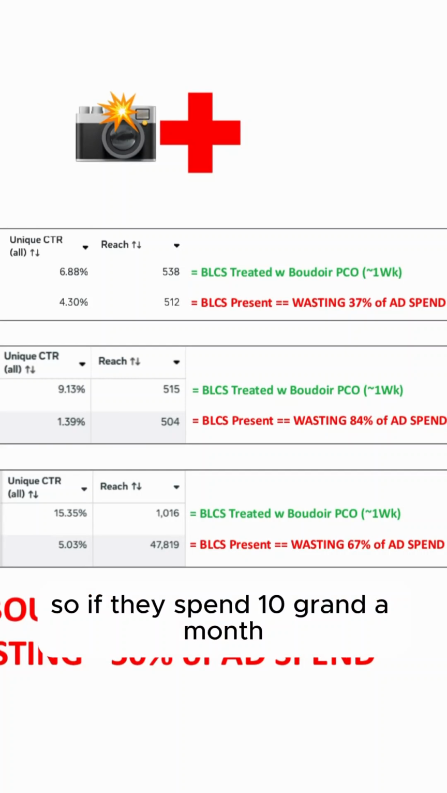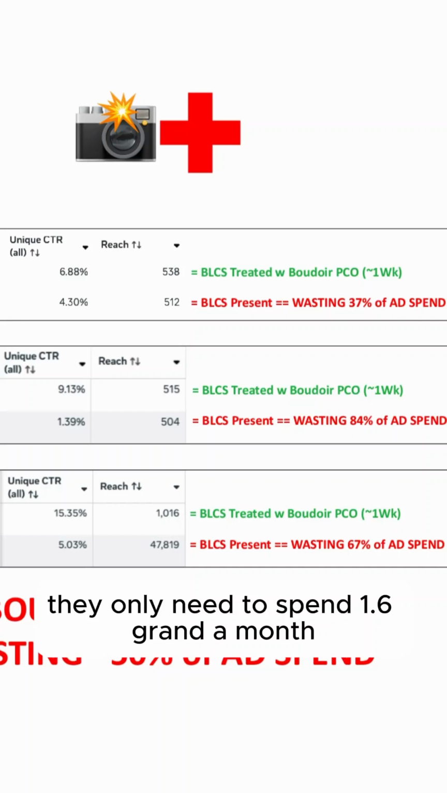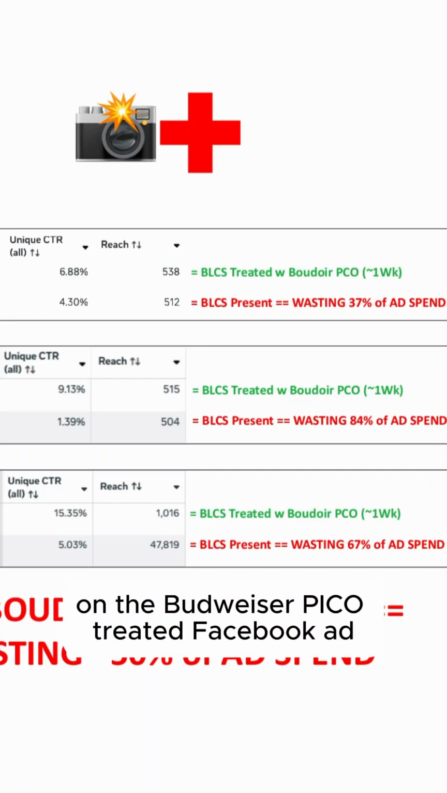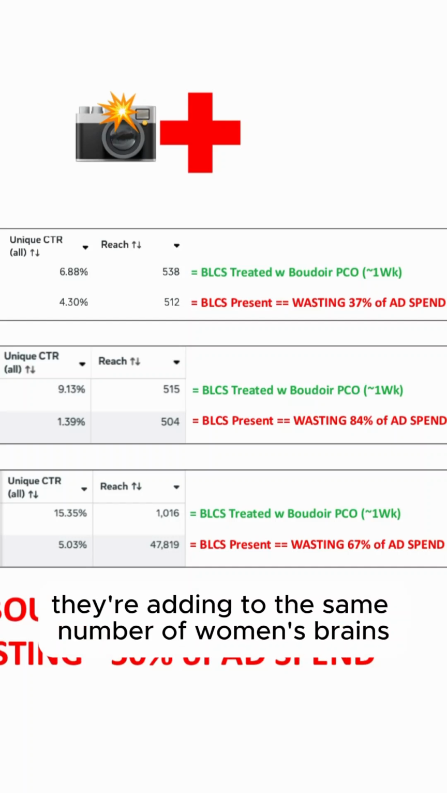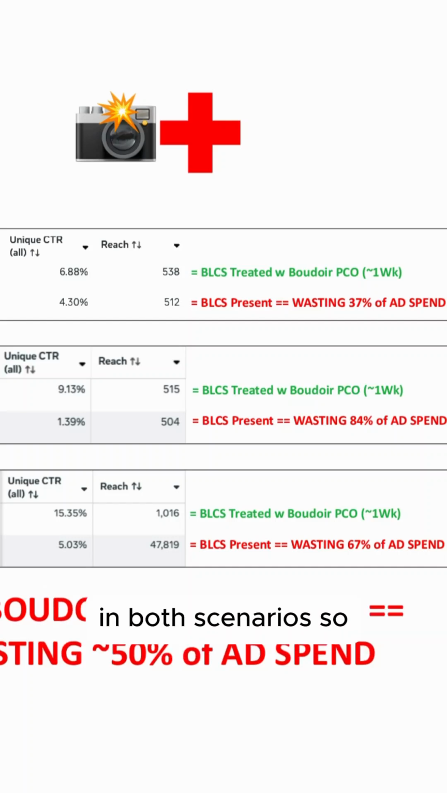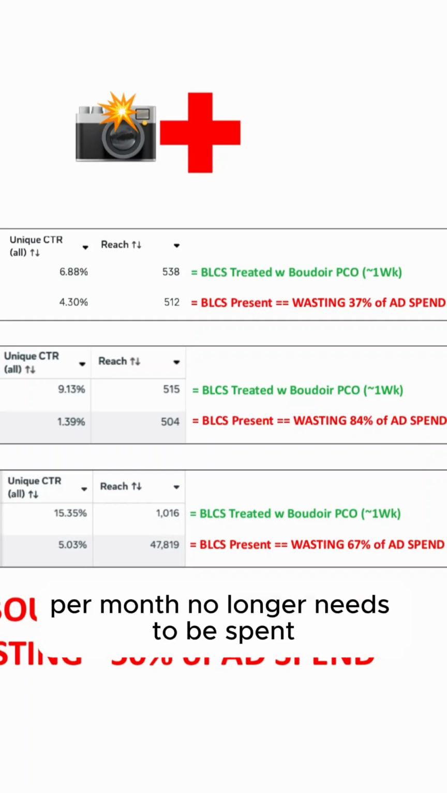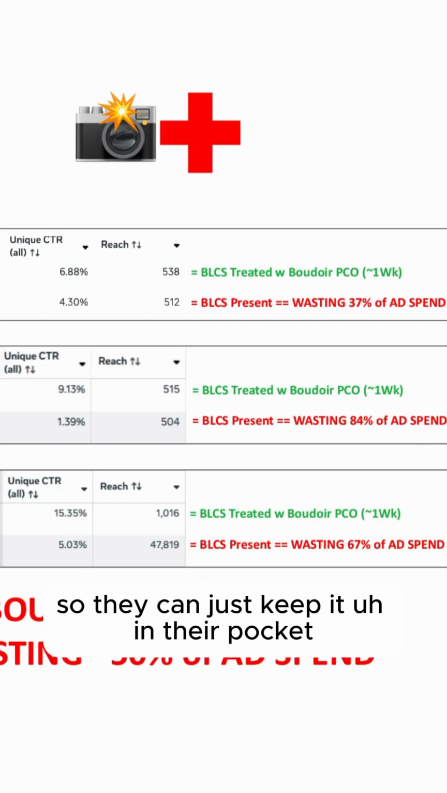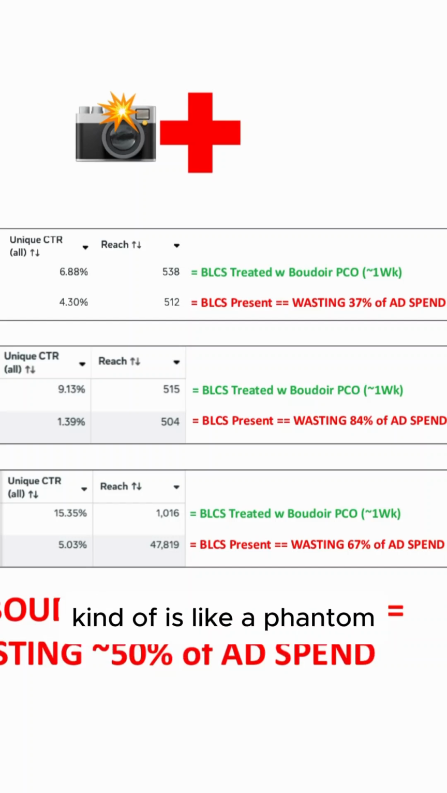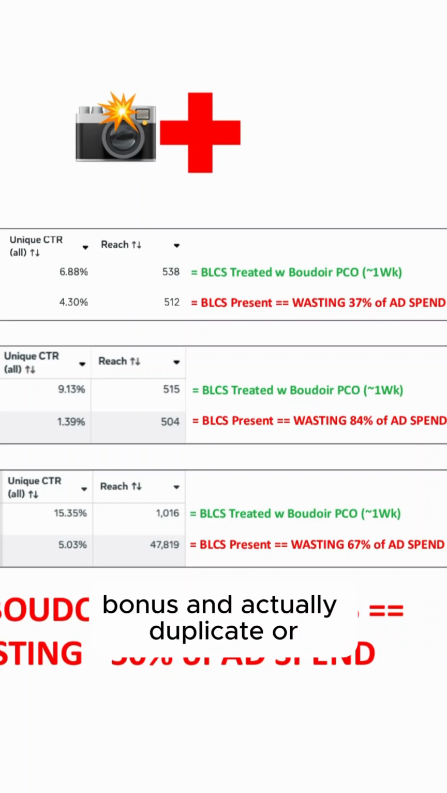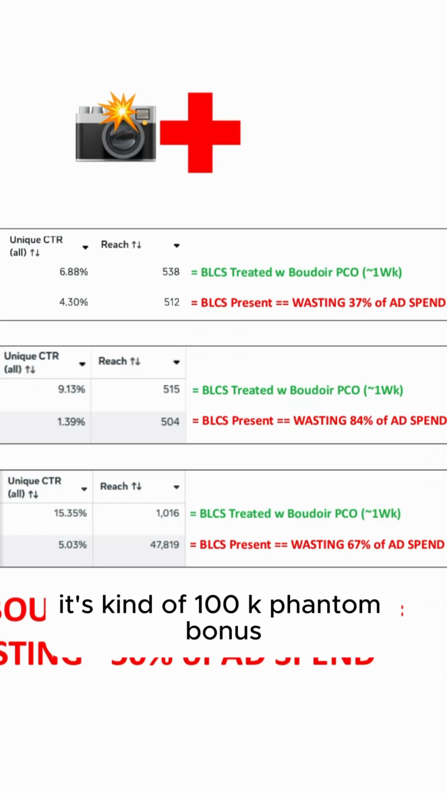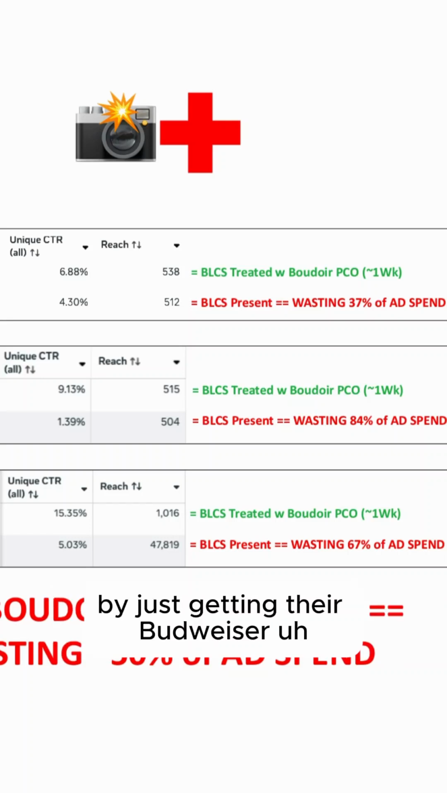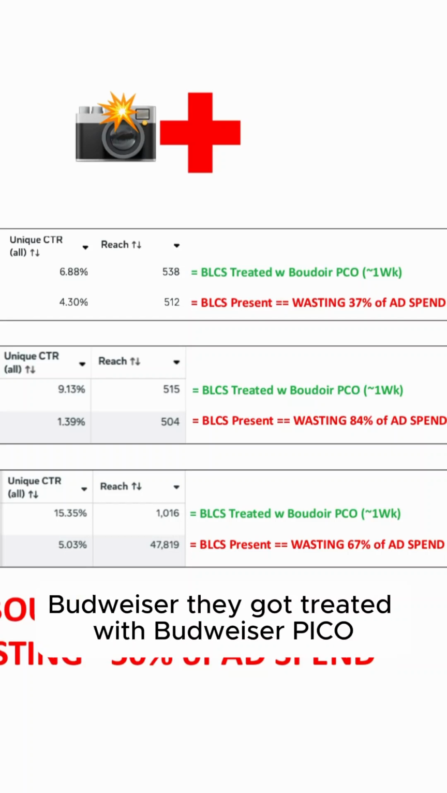So if they're spending 10 grand a month on the original Boudoir Facebook ad, now they only need to spend 1.6 grand a month on the Boudoir PICO treated Facebook ad in order to get their ad into the same number of women's brains in both scenarios. So 8,400 bucks per month no longer needs to be spent. They can just keep it in their pocket as a phantom bonus. After 12 months, it's kind of a 100K phantom bonus by just getting their Boudoir Facebook ad treated with Boudoir PICO.